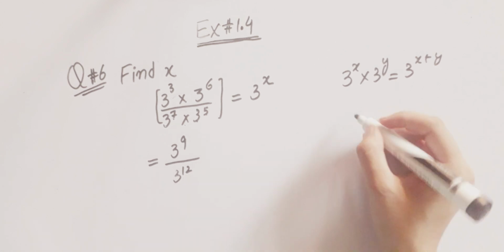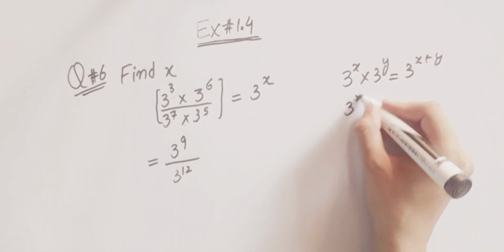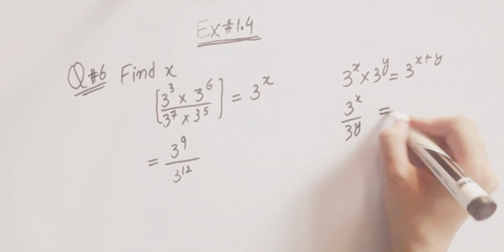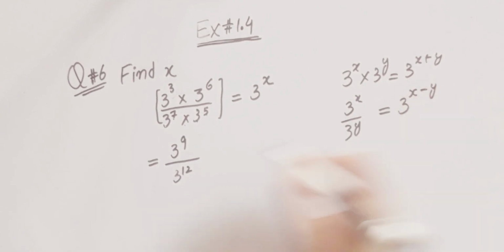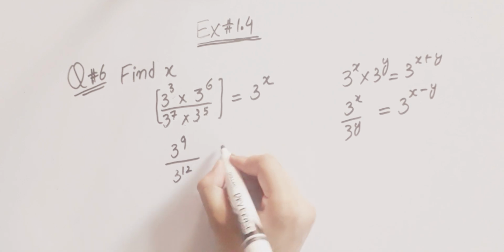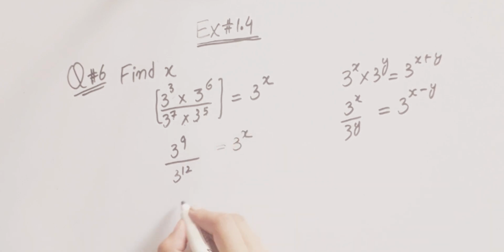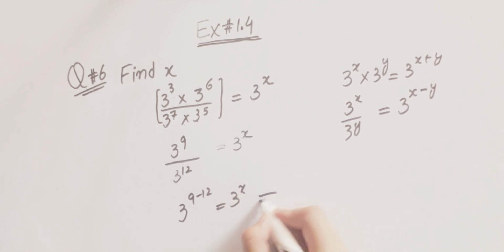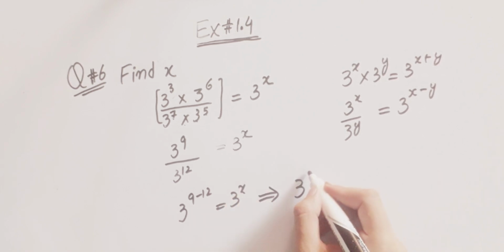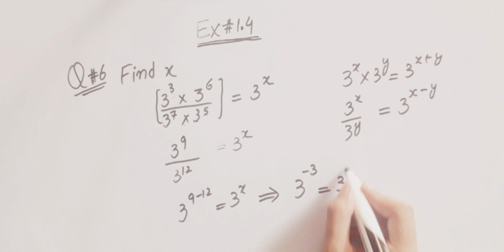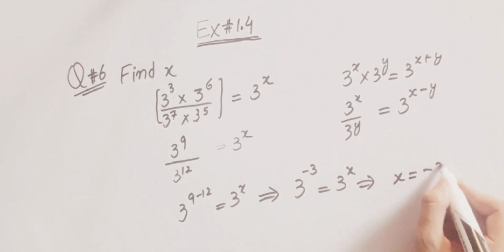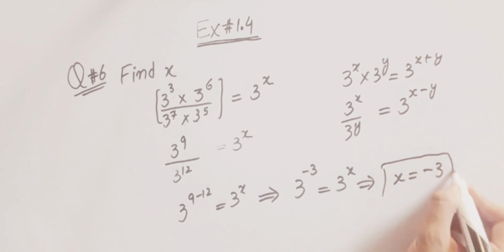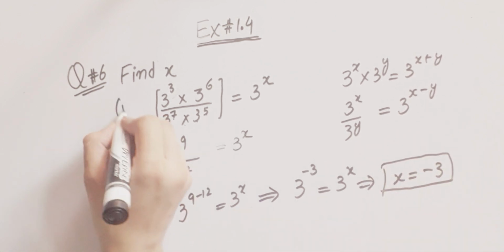Now when we have 3 power x divided by 3 power y, we will apply quotient law. According to that, 3 power x minus y. So this is equal to 3 power x, and 3 power 9 minus 12 is equal to 3 power x. 9 minus 12 is equal to 3 power minus 3, which is equal to 3 power x. According to that, x is equal to minus 3. So this is the answer of this question. Now we will do the second part.